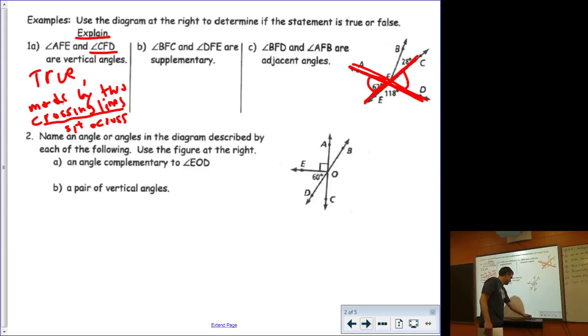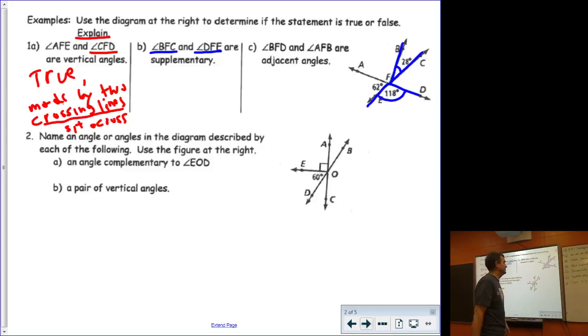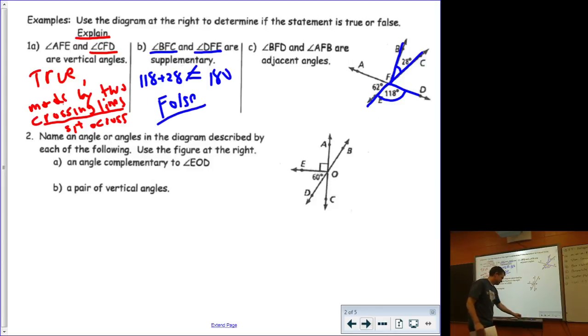All right, the next one, we've got angle BFC. So BFC is this angle, and DFE is this angle. Those are supplementary. Well, they're only supplementary if they add up to 180, and 118 plus 28 does not add up to 180, so that is false. Those angles are not supplementary.